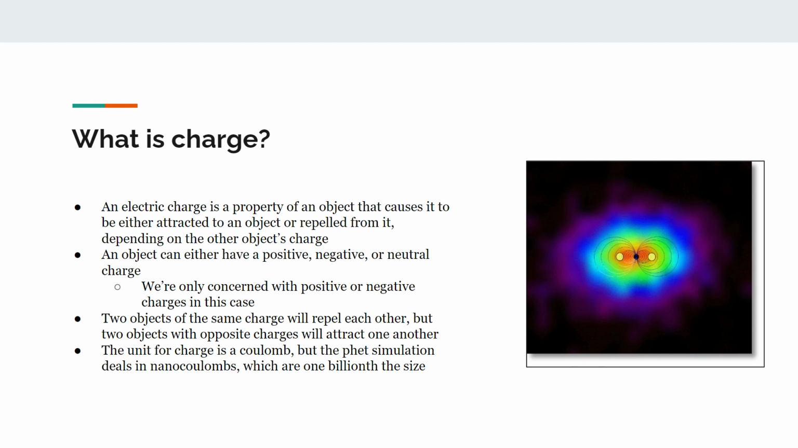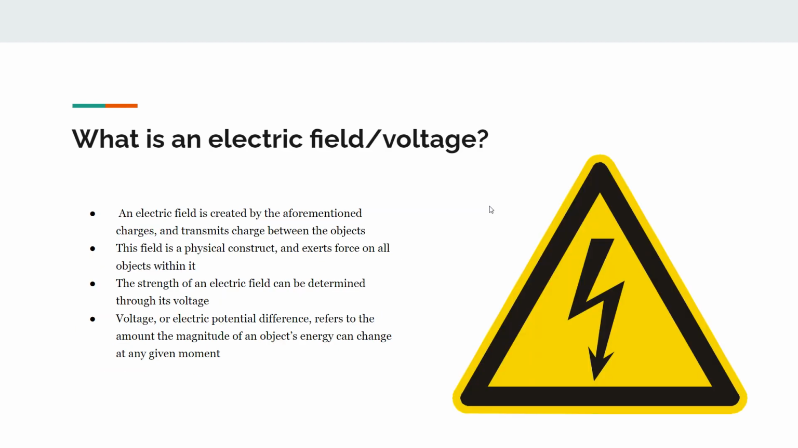And the unit for charge is a coulomb. I'm pretty sure I'm saying that right. But the PhET simulation deals in nanocoulombs, which are 1/billionth the size, which makes me think it's dealing with atomic level particles, so extremely small. But that's just a hunch. So that's charge in a nutshell.